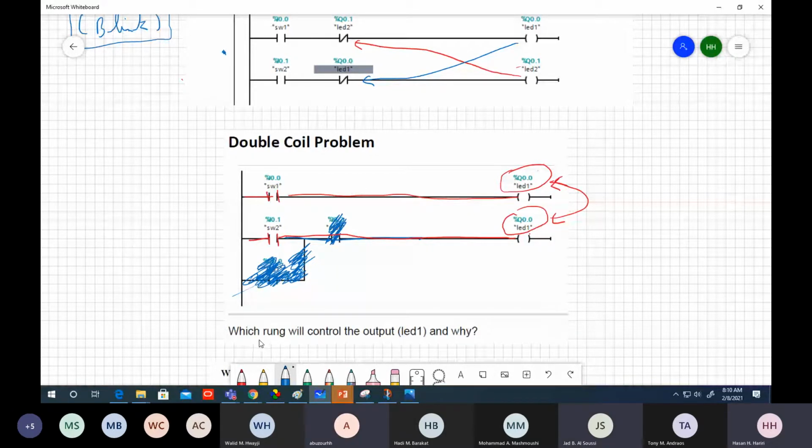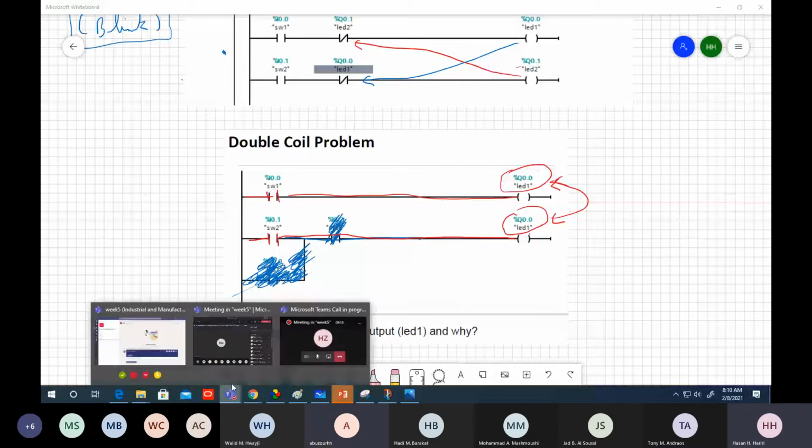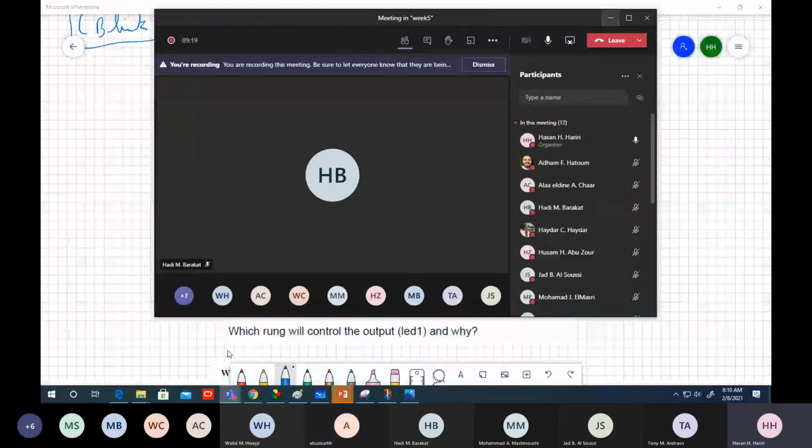Which switch, you mean? I'm saying which rank, but yeah, at the end here because you have only a switch on the rank, you have only a switch. I agree with you. So which one in this case? Maybe if you have more instructions, one has more priority? Yeah, which one will control the output? What do you think?